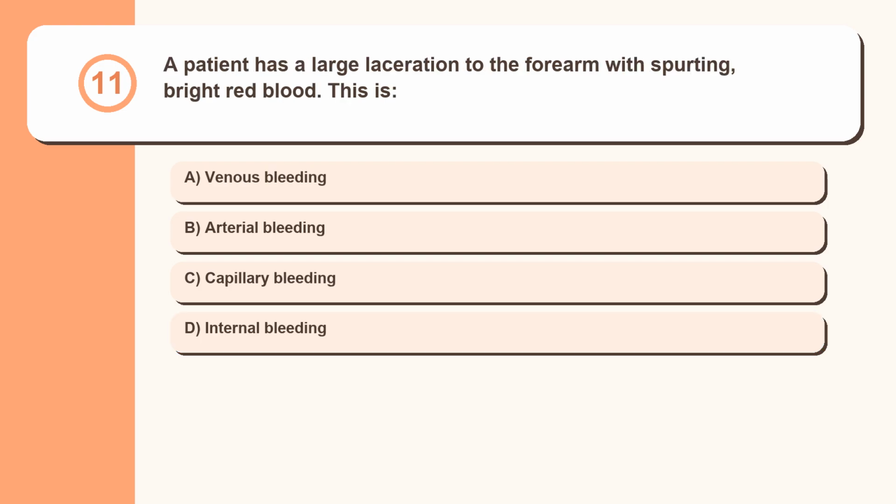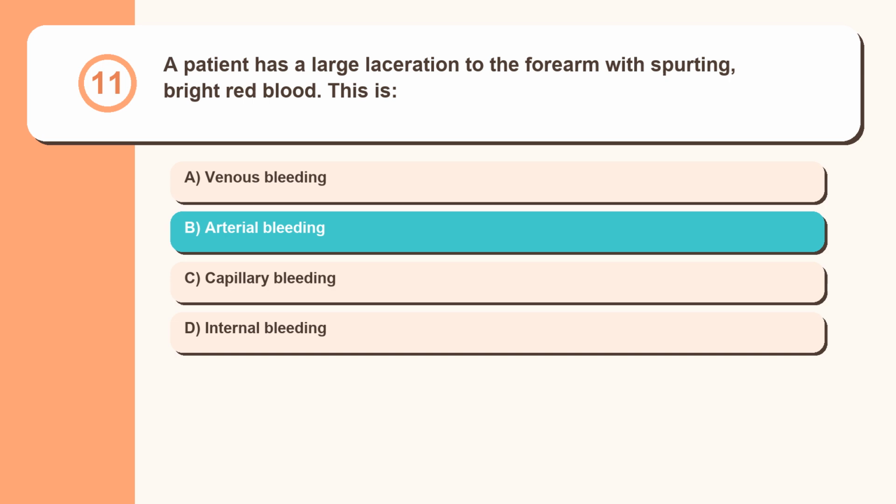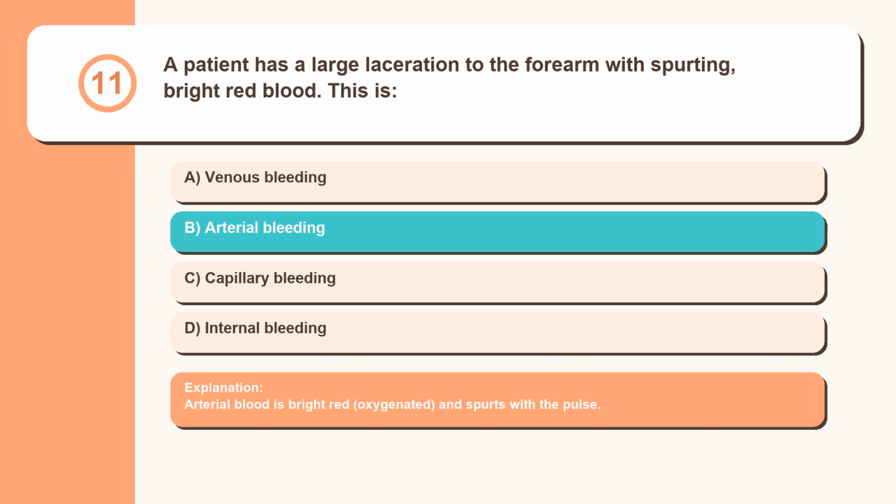Question 11. A patient has a large laceration to the forearm with spurting, bright red blood. This is venous bleeding, arterial bleeding, capillary bleeding, internal bleeding. Arterial blood is bright red, oxygenated, and spurts with the pulse.